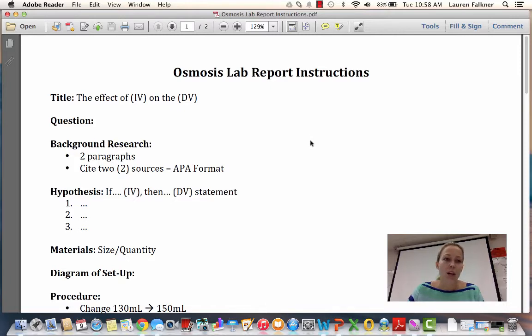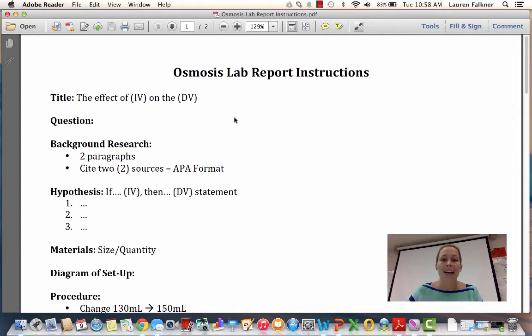So the title, it has to have a title. A good title is the effect of the independent variable on the dependent variable. You should already know what the independent variable for the osmosis lab is because we went over it before you guys started the lab. You should also know what the dependent variable is because, again, we also went over it before we started the lab.